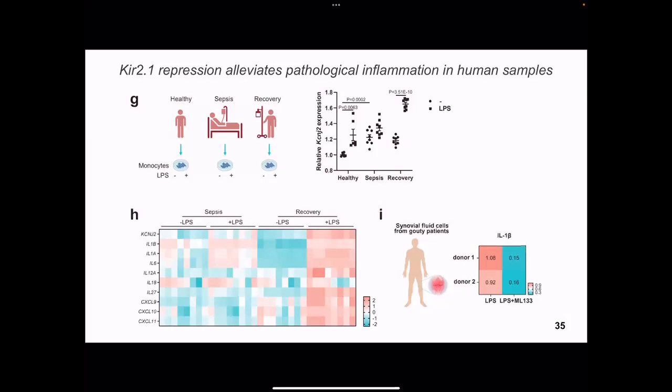And last, we used synovial fluid cells from gout patients, who usually suffer from excessive production of IL-1 beta. We found that ML133 can suppress IL-1 beta production in these freshly isolated synovial fluid cells from gout patients. So this suggests a potential anti-inflammatory strategy that may be targeted by KIR2.1.